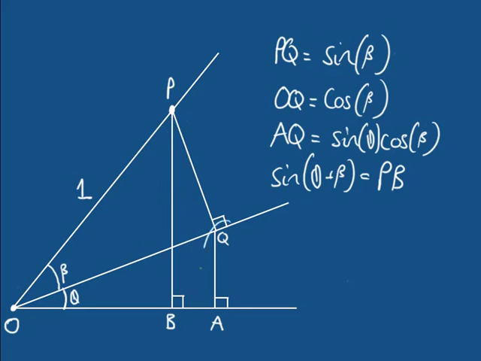To help us find the length of PB, I'm going to break this line down into two different sections. Now, we already know the length of AQ. We know that that's equal to sine theta cos beta. So what if I was to create a section on PB that was the same length as AQ? That would then leave us only needing to find the length of the remaining section. So allow me to create a horizontal line from Q over to the line PB.